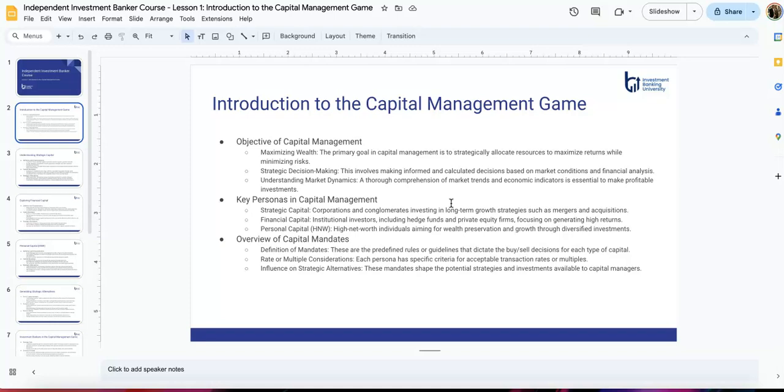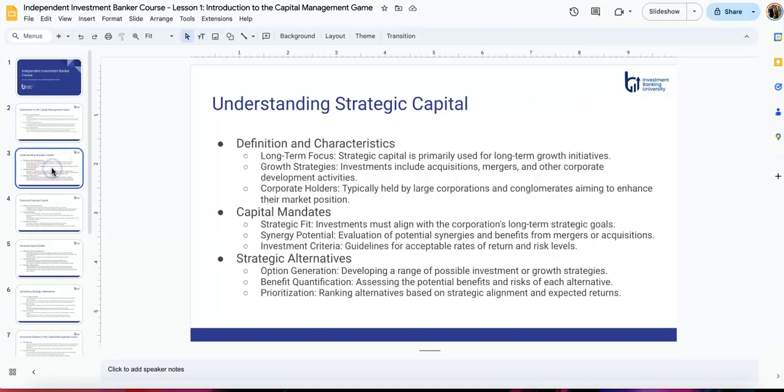And there's also going to be rate and multiple considerations when it comes to specific criteria in terms of an acceptable investment rate or multiple. And then there's also going to be influence on strategic alternatives. So these mandates shape the potential strategies and investments available to capital managers, within which shape those investment decisions. And investment bankers play a huge role when it comes to coming up with ideas for strategic alternatives, generating the analysis and the insights necessary to make educated decisions, and then ultimately fulfilling those transactions or running that transaction in order to facilitate the investment.